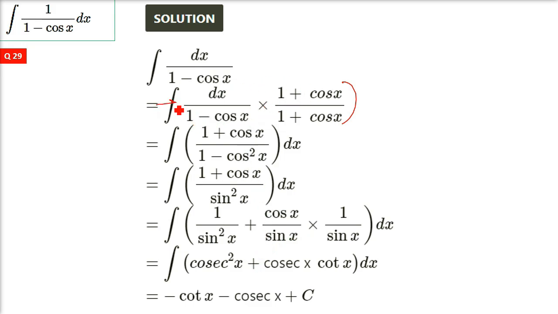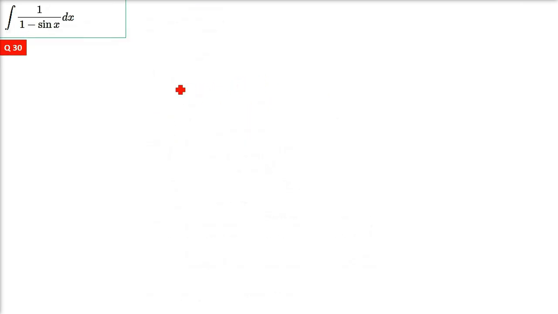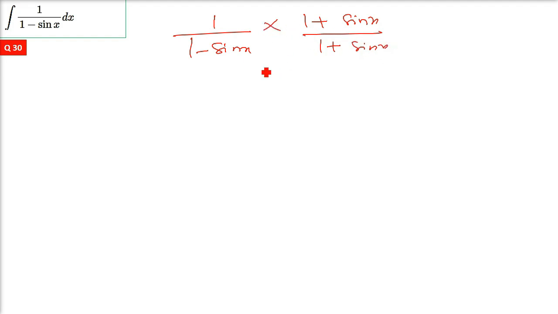This step is the most important here. So you will be able to do 1 by 1 plus cos x also. Now let us come down to the sin x question. Integration of 1 by 1 minus sin x, the same thing will be done. You have to multiply it with the rationalization factor. It will be 1 plus sin x divided by 1 plus sin x, multiplying numerator and denominator.